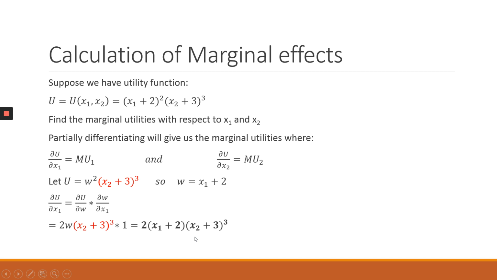Right. So same applies. If we want to find the marginal utility for x2, it means the first bracket will be behaving like a constant, and then you apply the chain rule on the second bracket.